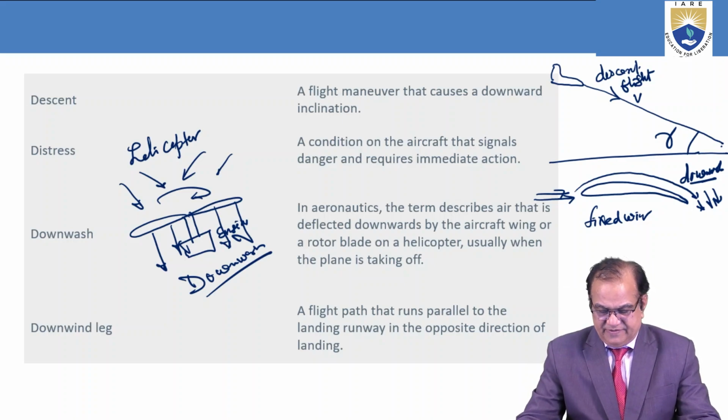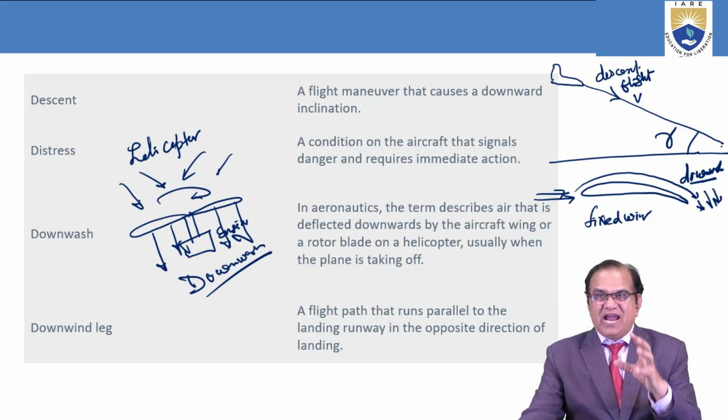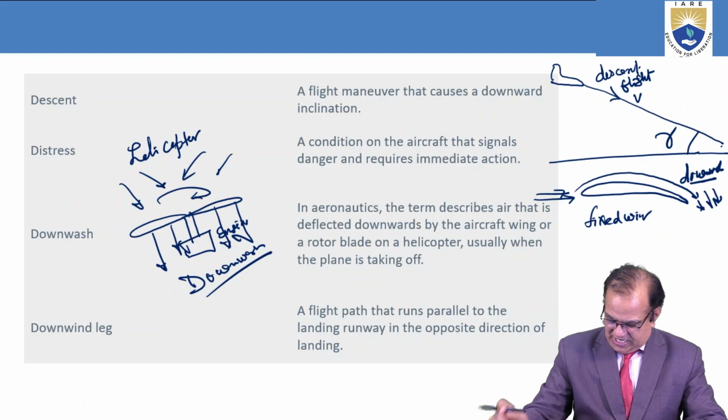Downwind leg. A flight path that turns parallel to the landing runway in the opposite direction of the landing.